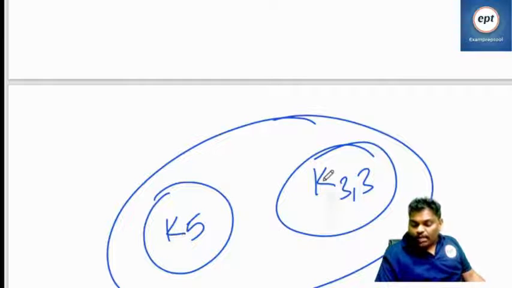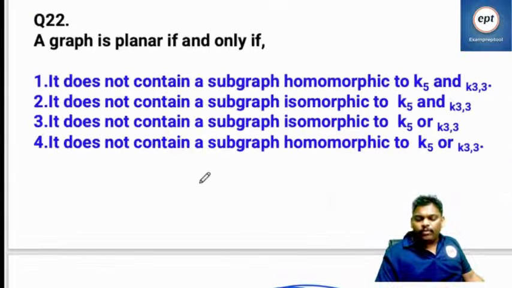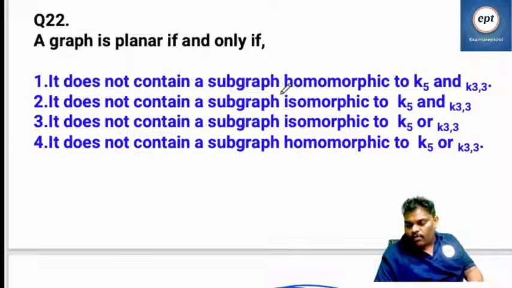See, both cannot be there. This one cannot be there, this one cannot be there. If one is also there, it fails. Listen everyone now. A graph is planar if and only if it does not contain a subgraph isomorphic to K5 or K33, or homomorphic to K5 or K33.